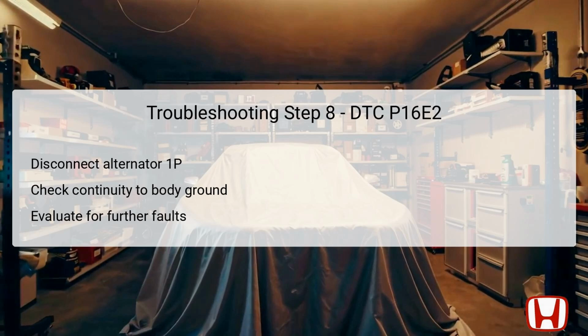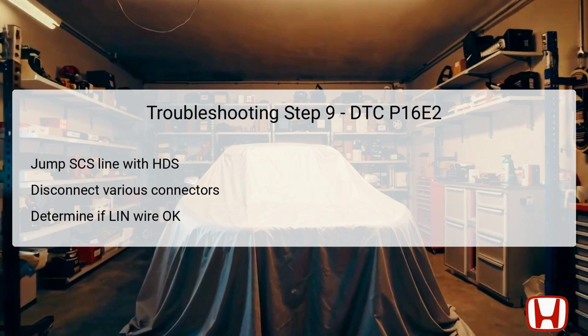LIN communication. In this 9th troubleshooting step, the objective is to assess the LIN wire between the alternator and the body ground. Begin by jumping the SCS line using the HDS and waiting over a minute. Afterward, disconnect several connectors while checking for continuity between the alternator 1P connector and body ground. If at any moment the continuity is lost, it indicates that the LIN wire is functioning properly and allows for identification of the specific part causing communication failures.